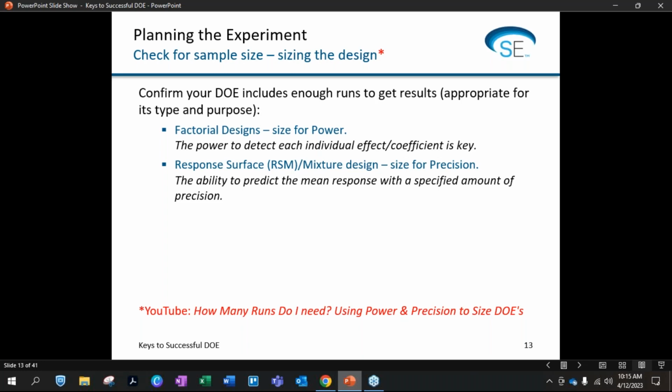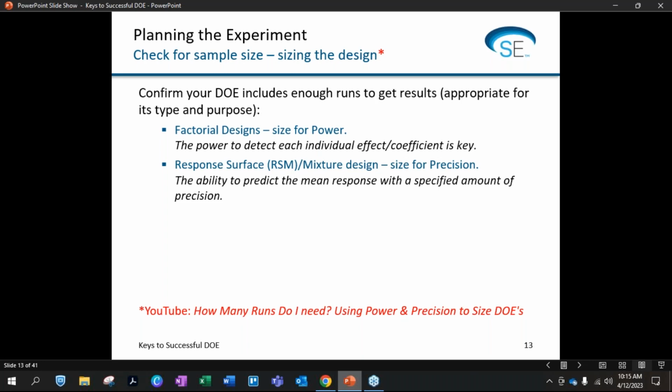The response surface and mixture designs are different. We don't size for power with those. We actually size for precision. And we want to estimate the ability to predict the average response with a specified amount of precision. So let's say I want to be able to predict yield plus or minus 1%. So that amount of precision, that's that plus or minus a certain percentage or value.